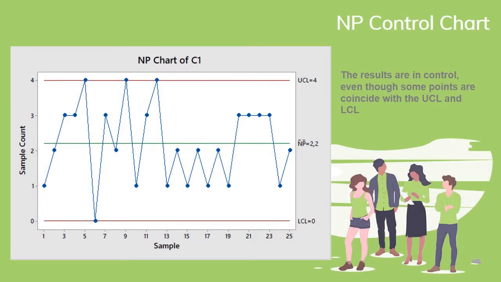Okay, the next slide shows the NP chart processed from the attribute data before. In the graph, it can be seen that some points coincide with the UCL or LCL line, but none of them cross the limit. Therefore, we can still conclude that the sample is in control.